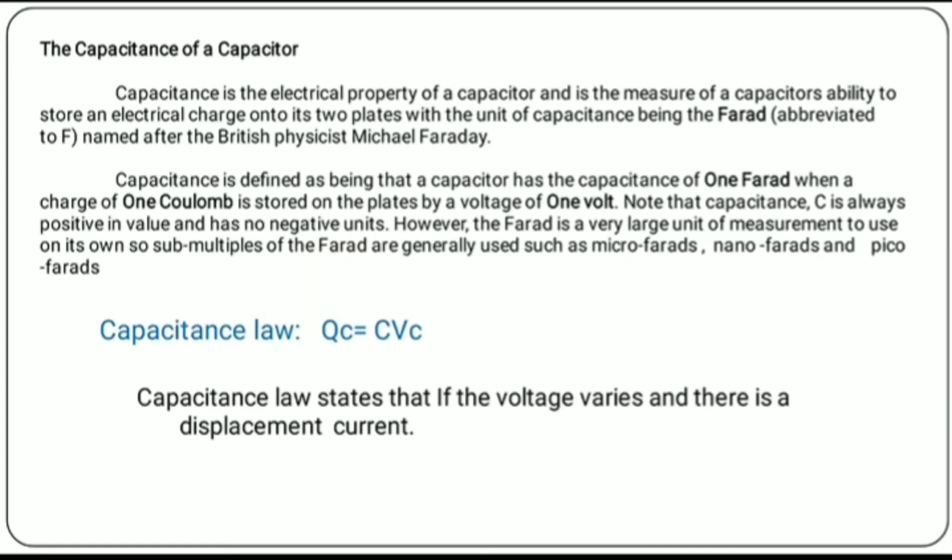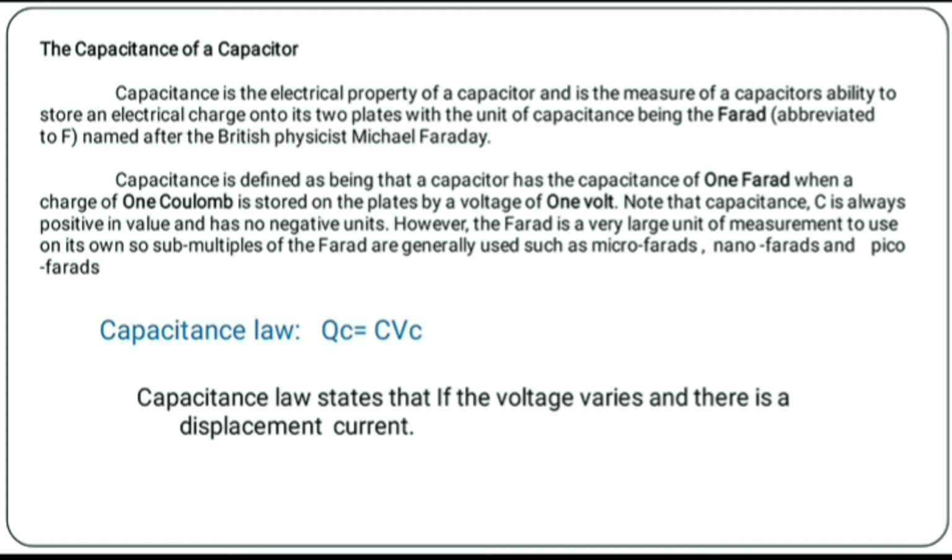And the next one is the capacitance of a capacitor. Capacitance is the electrical property of a capacitor and is the measure of a capacitor's ability to store an electrical charge onto its two plates. The farad is the unit of capacitance. We all know Q is equal to CV, which is the capacitance law. The capacitance law states that if the voltage varies, there is a displacement current. And the unit of capacitance is the farad, named after Michael Faraday.